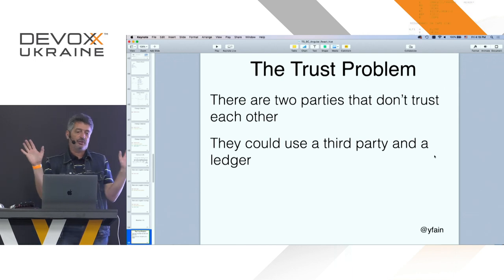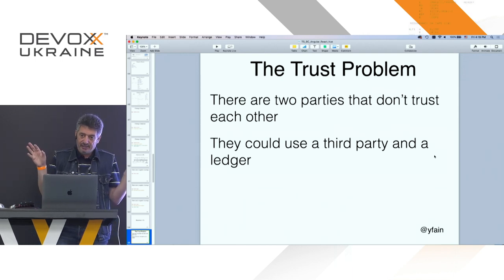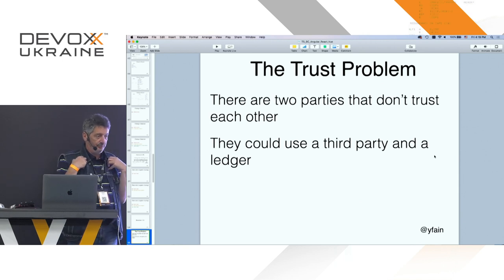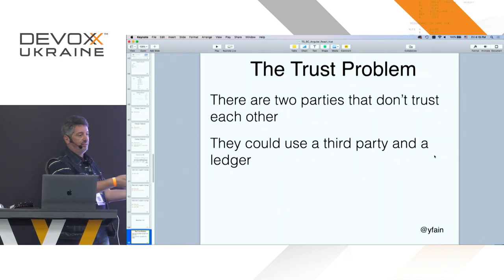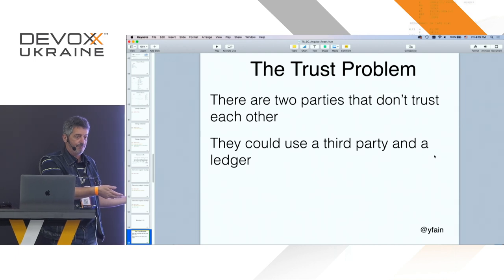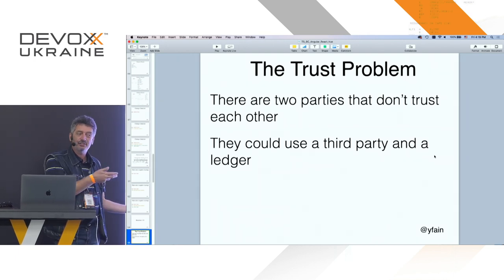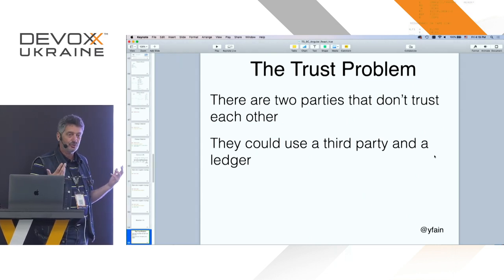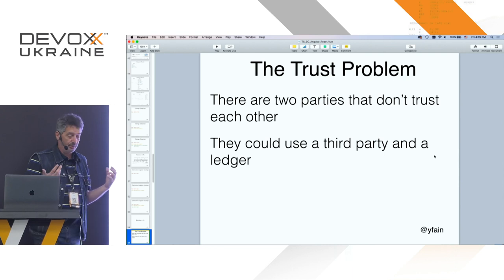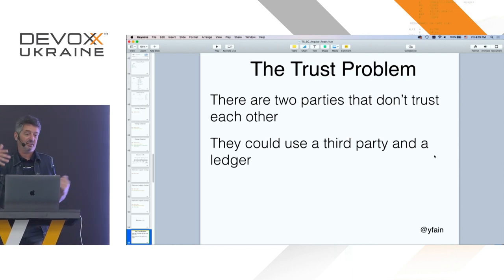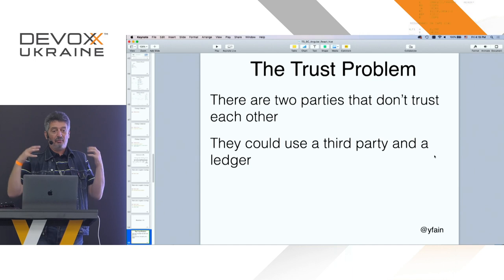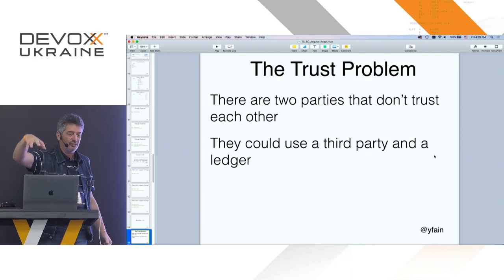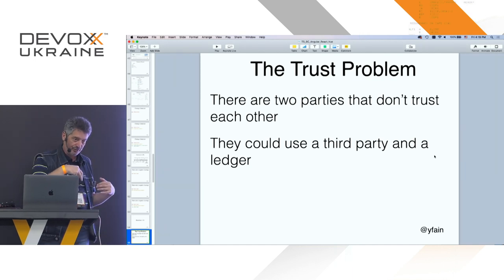When you have two parties or three parties, and there are some transactions. For example, I want to pay Mary $1,000. Did I pay? Did she receive? She says, I didn't receive. I say, I did pay. So how to solve this trust problem? Typically, you have somebody in the middle, like a bank, for example. A bank would be a central authority for our transaction.